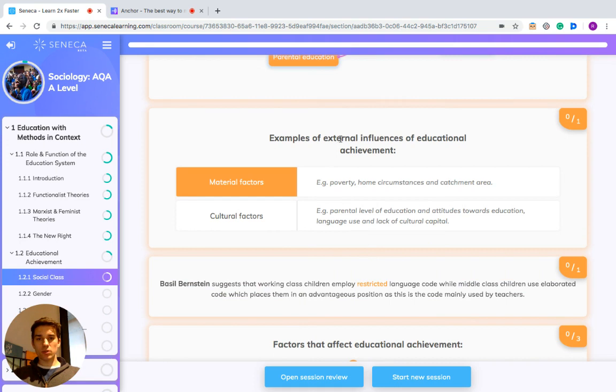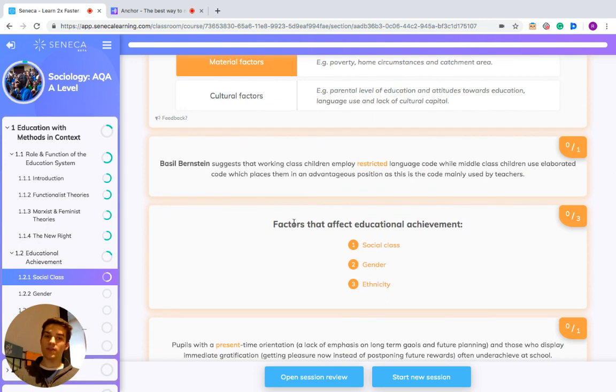And some examples of external influences of education achievement with a bit more of a detail. So they can be classed basically as either material or cultural factors. Material factors are things like poverty, home circumstances, and catchment area. And the cultural factors are things like parental level of education, attitudes towards education, and the language use and lack of cultural capital.